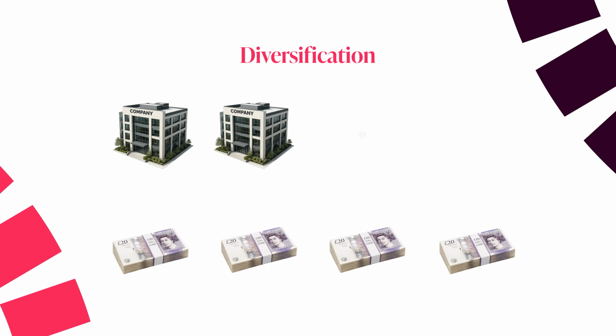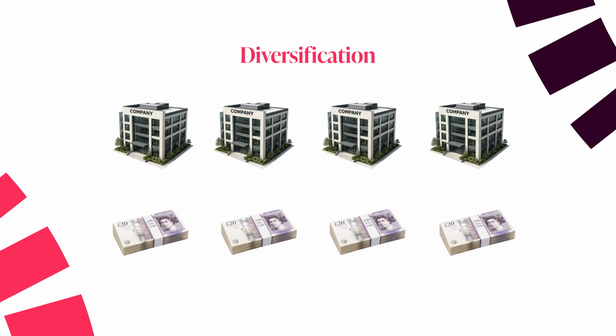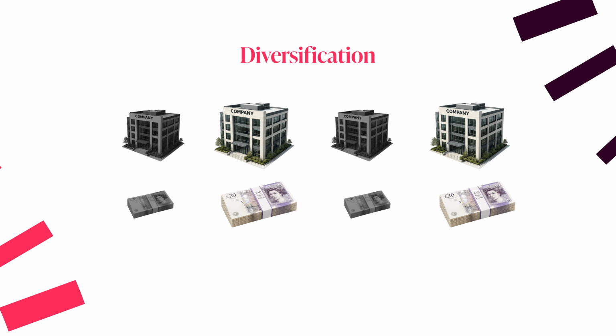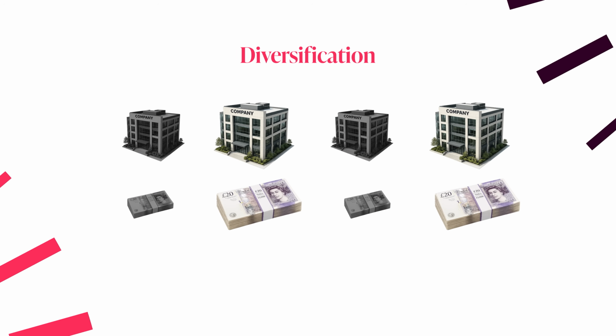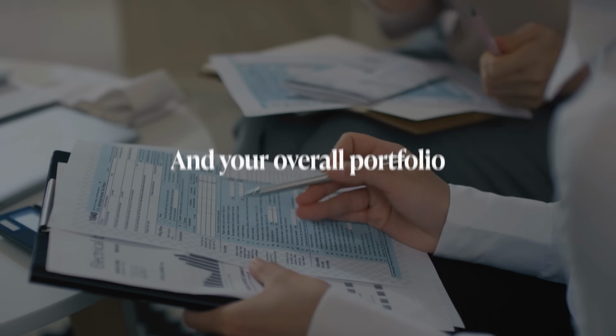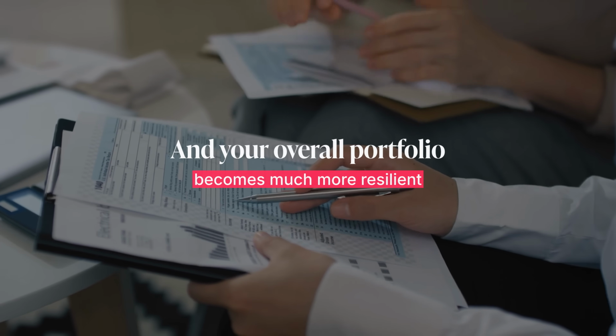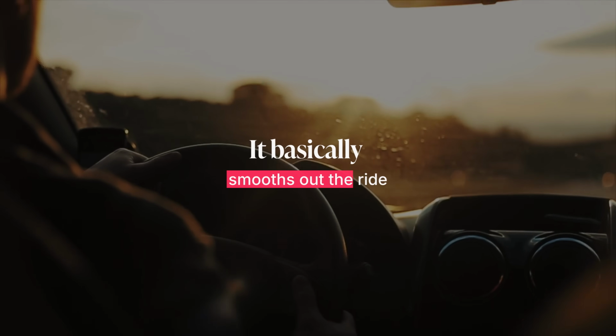Now imagine instead that your money is spread across dozens or even hundreds of different companies in different sectors in different parts of the world. If some of them struggle, the others might hold up, which means that the gains elsewhere can help offset the losses, and your overall portfolio becomes much more resilient. That's what diversification does. It basically smooths out the ride.